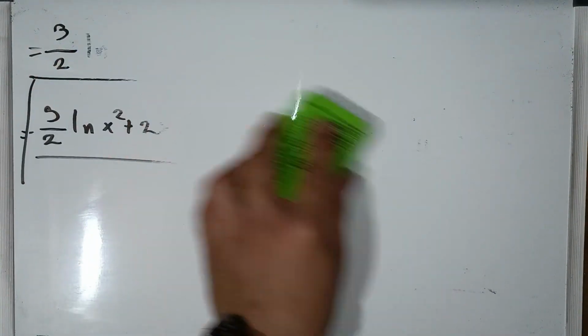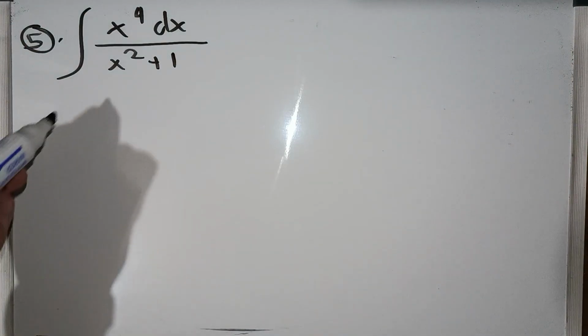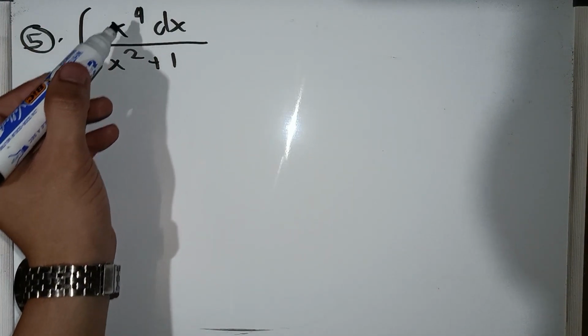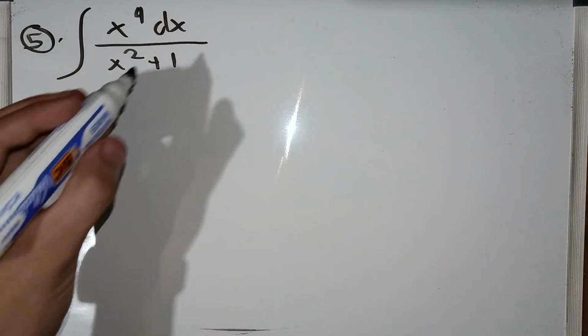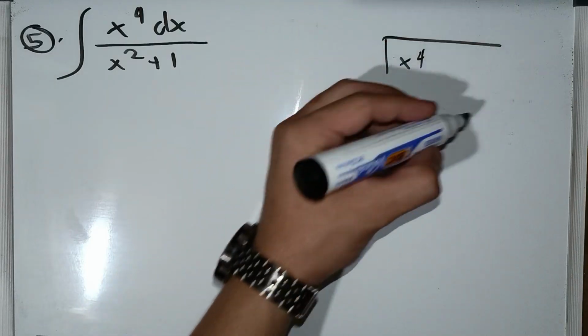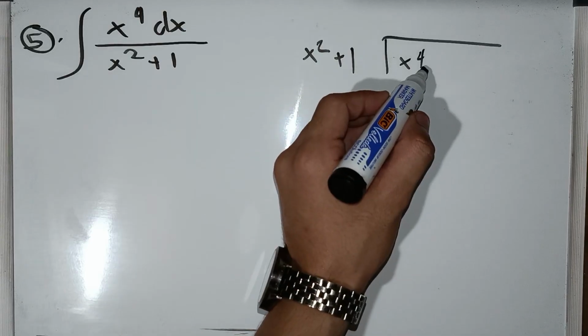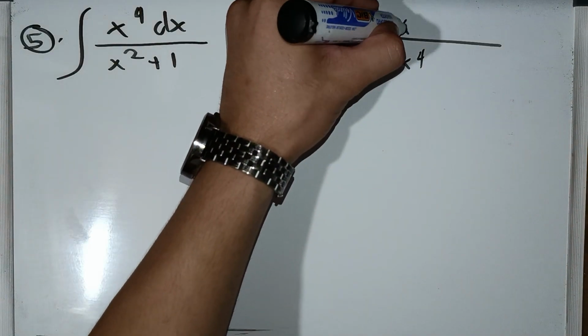So let's go to our final and last problem in this topic. Number 5, it will be easy: the integral of x raised to 4 dx all over x squared plus 1. Since the power in the denominator is lesser than the numerator, let's proceed to long division. So x raised to 4 divided by x squared plus 1. Divide this, so it will become x squared.